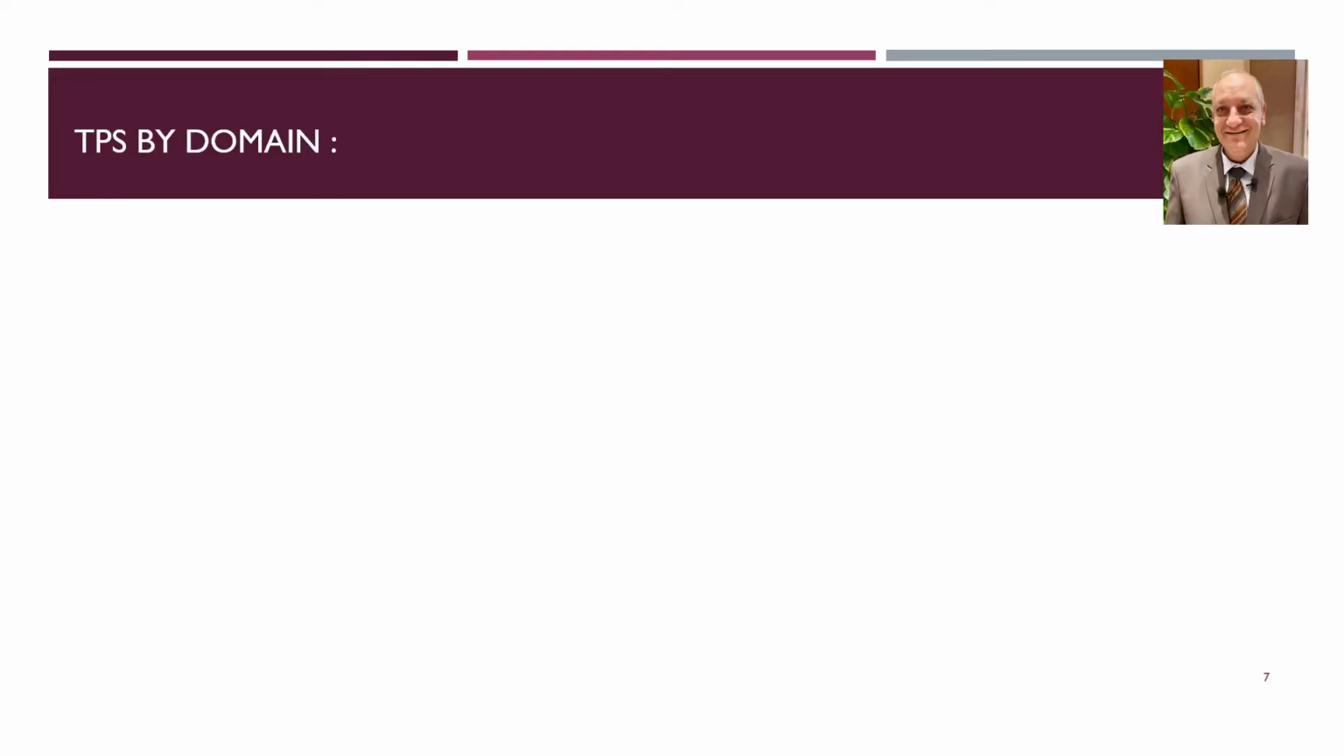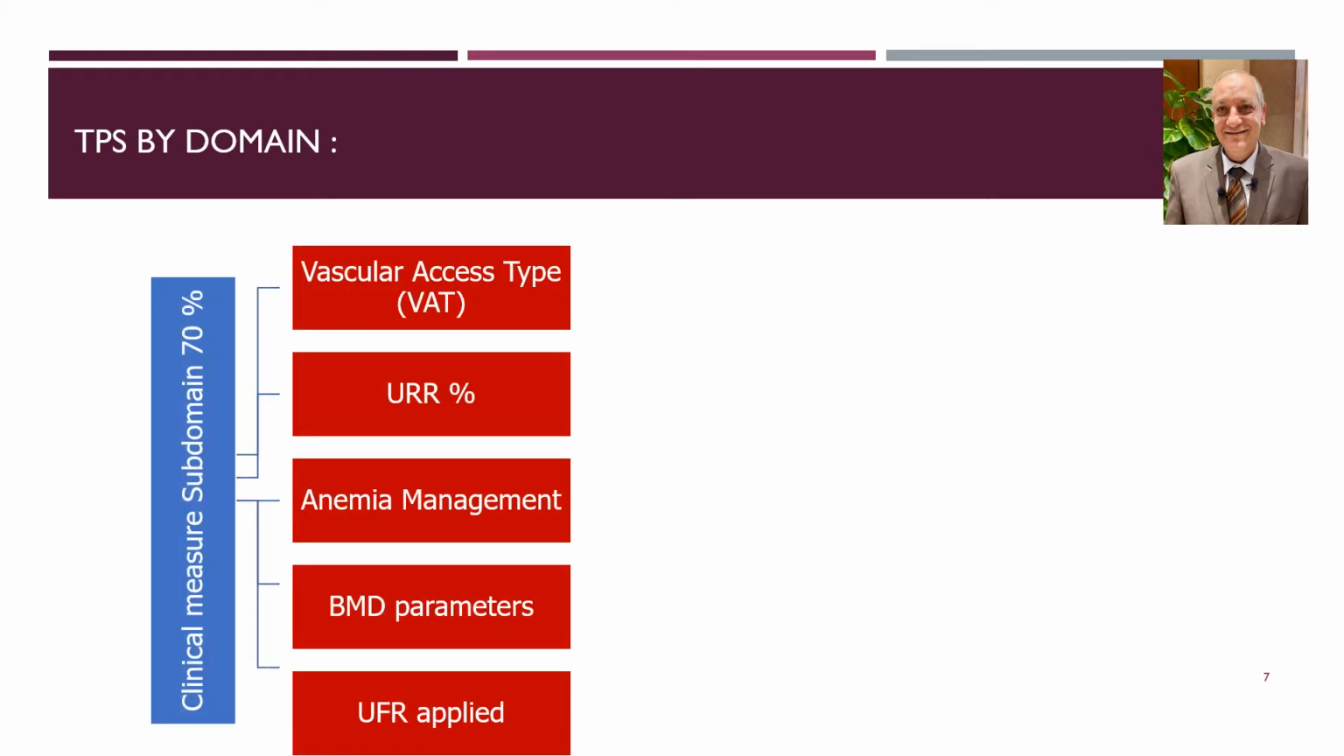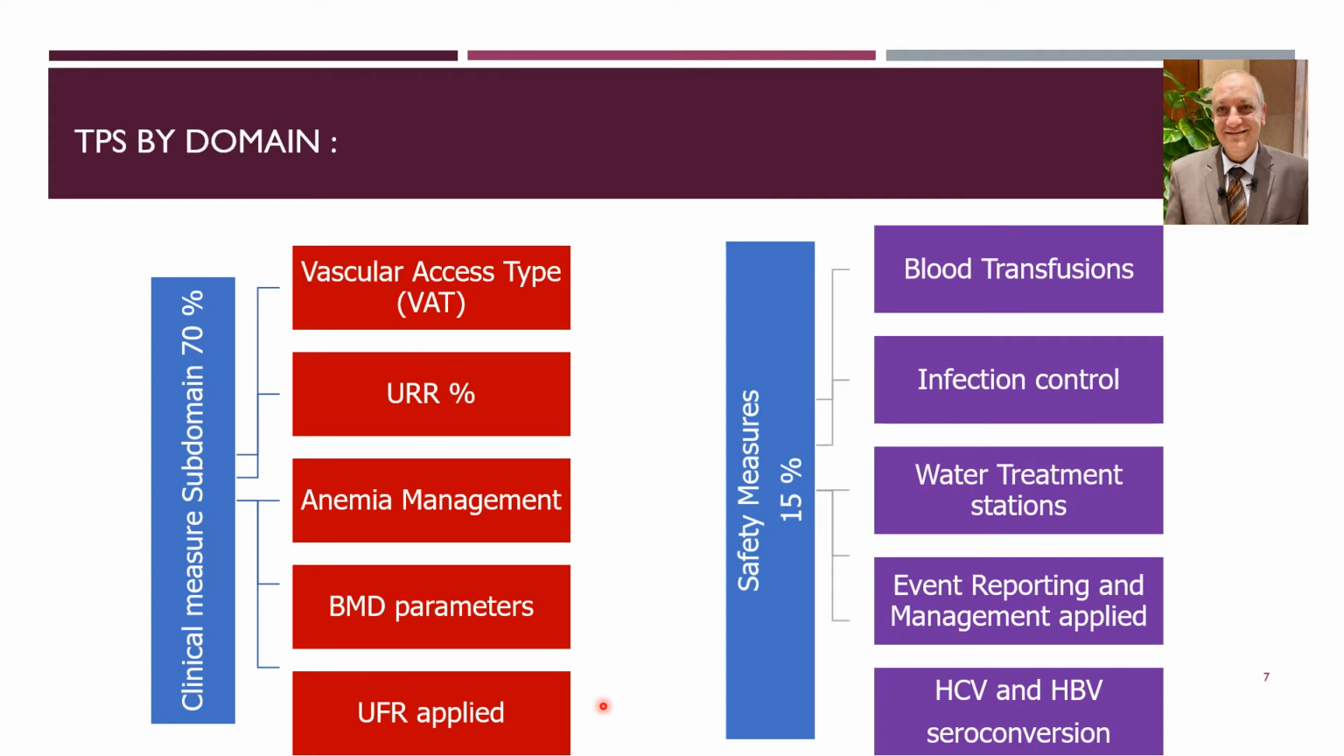So TPS or total performance scores are calculated by different domains. The domain of clinical measurements with the vascular access type as a subdomain, urea reduction ratio, adequacy, anemia management, bone mineral disease, ultrafiltration rate applied. And additional domains like safety measures, for example, the drawbacks of blood transfusion, how you are managing the unit with infection control policy, water treatment, reporting, and the virology with seroconversion.